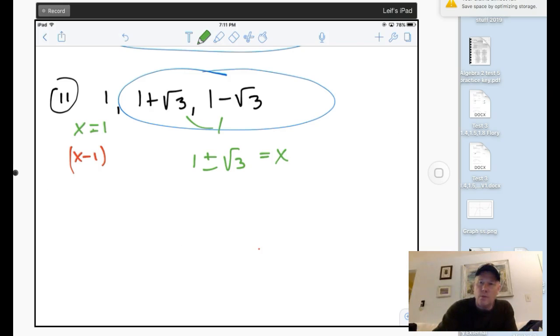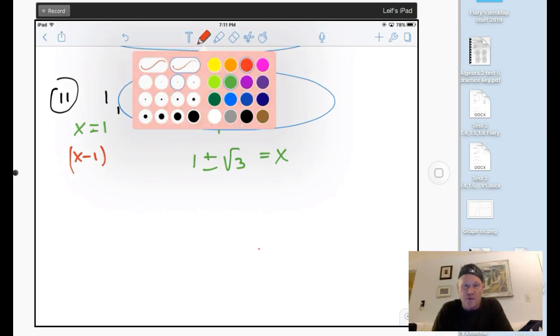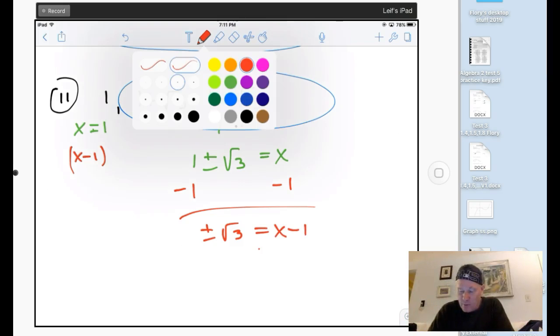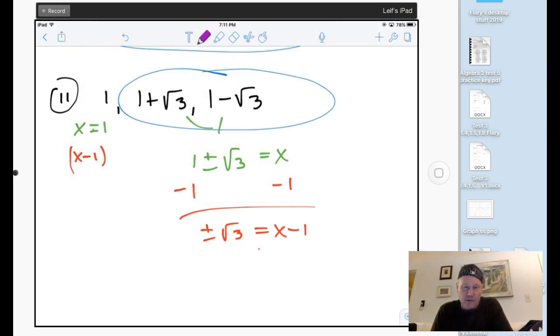And I know that maybe this isn't the only way to do this problem, but it's the way I'm doing it right now. So I'm going to kind of go backwards and solve it, the way I did the last one. So if I subtract 1 from both sides, I get plus or minus the square root of 3 equals x minus 1, okay? And then, remember, if I'm going backwards, I gave you a couple of these earlier in the video. If I square both sides, I get rid of that radical, right? And I get 3 equals x minus 1 squared.